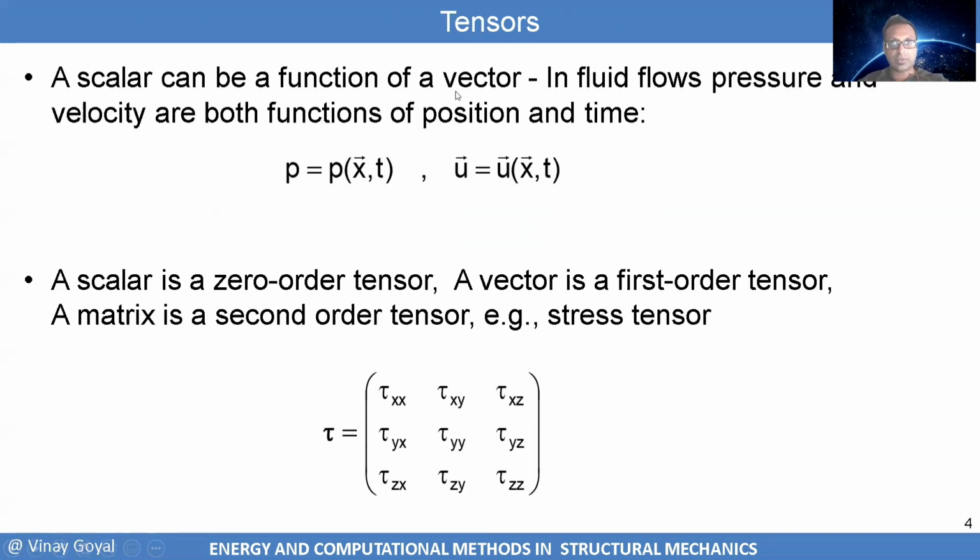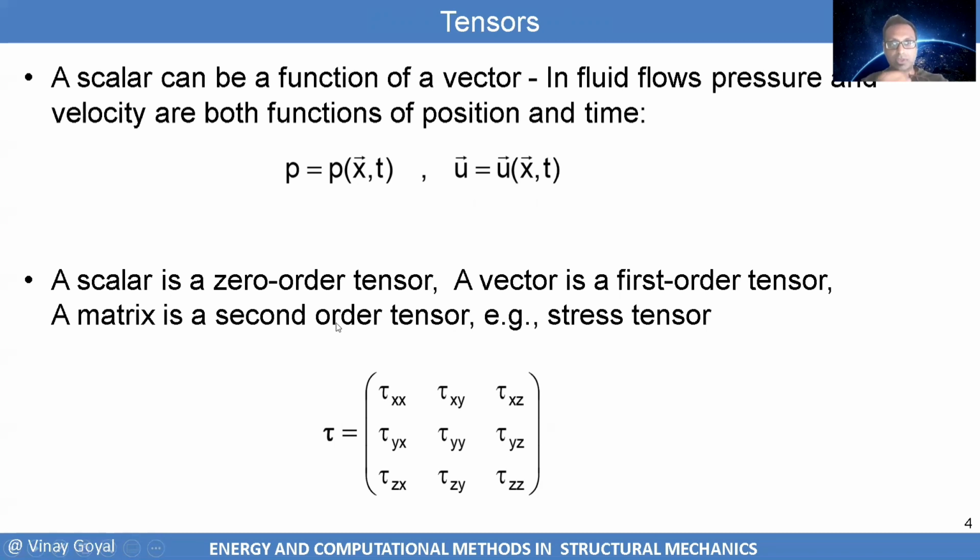A scalar can be a function of a vector. For example, this pressure here can be a function of this vector x. The same with velocity of the flow. A scalar is a zero-order tensor, and that was discussed in the previous section. A vector is a first-order tensor, and a matrix is a second-order tensor. An example of a second-order tensor is stress.